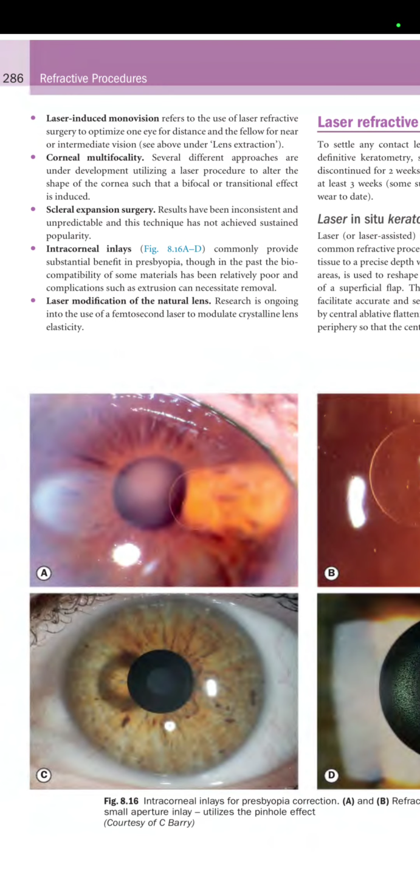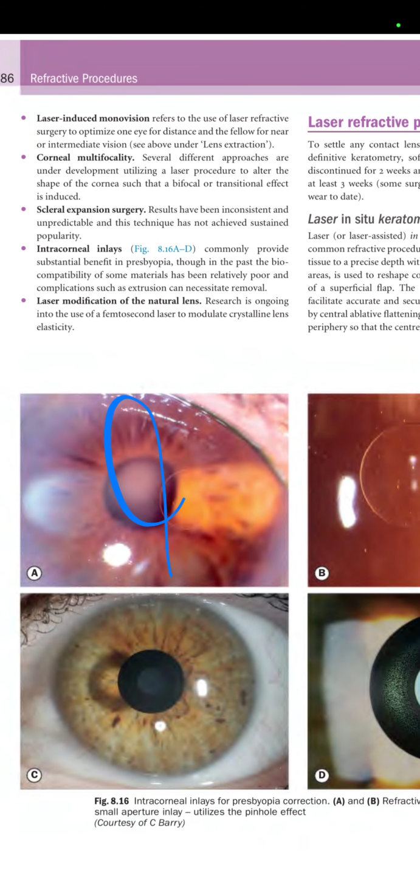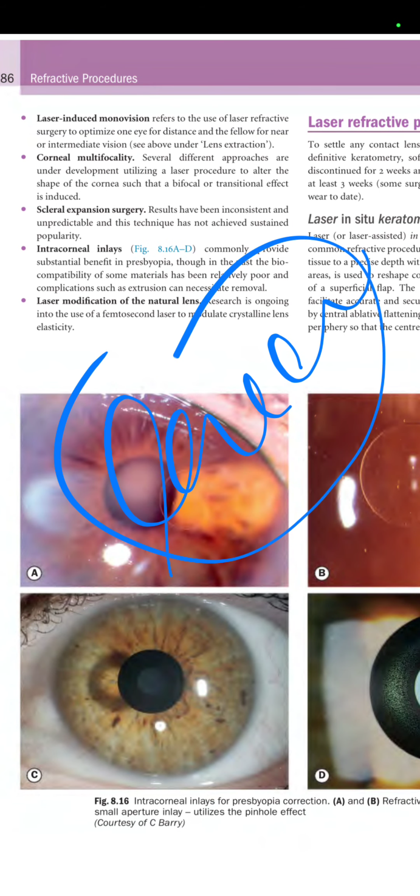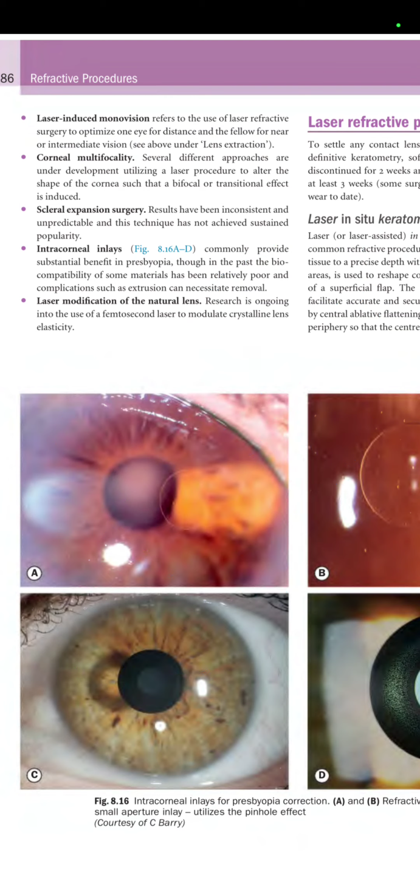Laser-induced monovision refers to the use of laser refractive surgery to optimize one eye for distance and the fellow eye for near or intermediate vision. So you use laser to make one eye see far and the other eye see near. So that is why it is used.